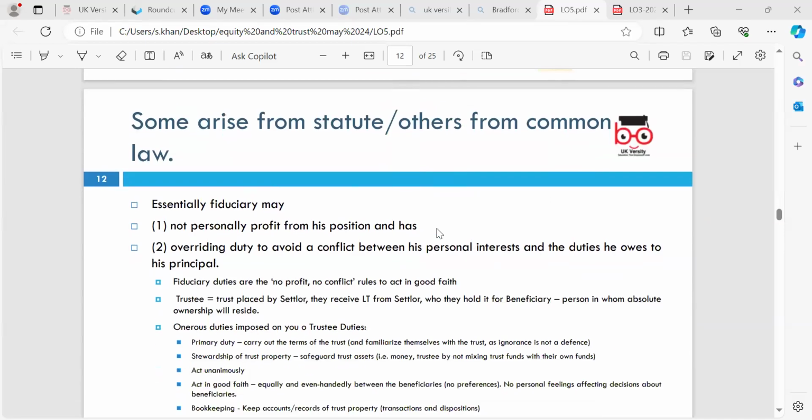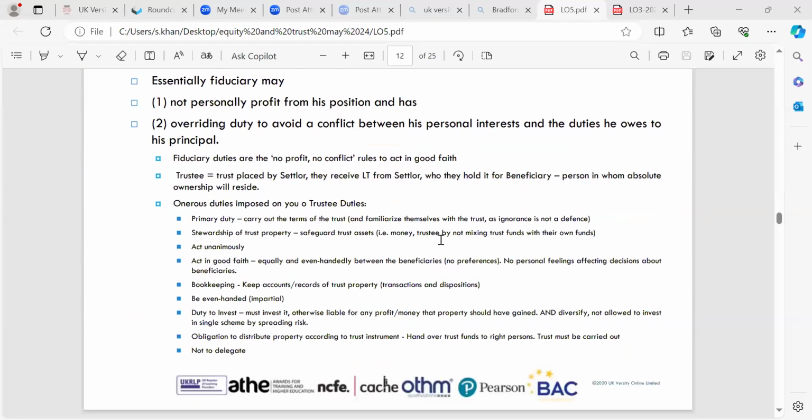Some arise from statute, others from common law. Essentially, a fiduciary may not personally profit from his position and has, number two, an overriding duty to avoid a conflict between his personal interests and the duties that he owes to his principal. And this we looked at in the diagram, which identified the fiduciary duties as the no profit, no conflict rules and acting in good faith.